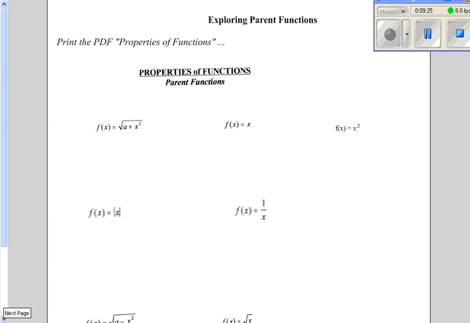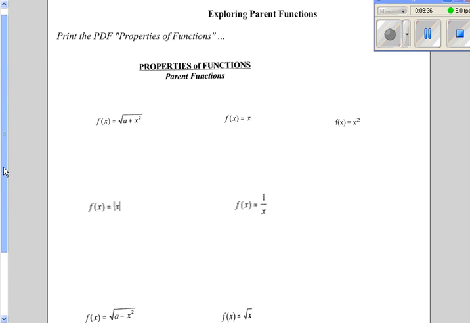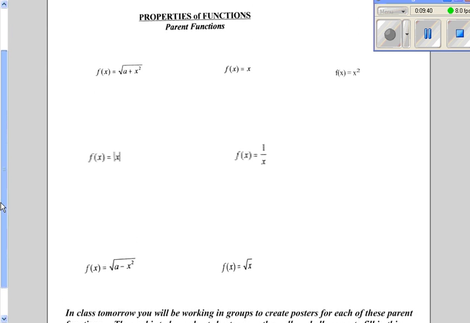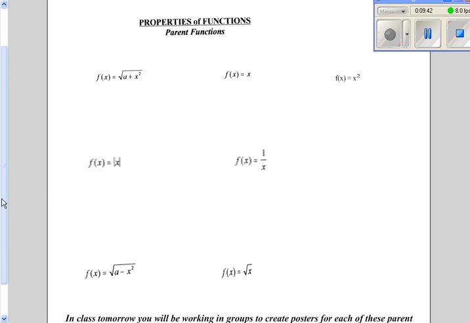I have a PDF of this particular page on the website. It looks very similar to this. You need to print that off or copy it out. It's not strenuous. These are 1, 2, 3, 4, 5, 6, 7 very important functions that we are going to spend a lot of time with. These two in particular are not ones that are going to be on tests or final exams. But you would want to know what they looked like for a final project that we'll be doing in January.